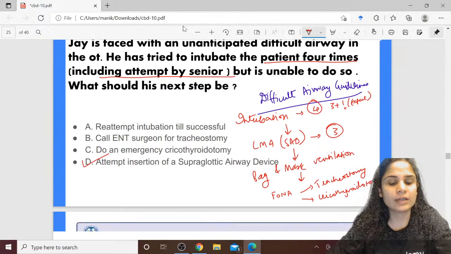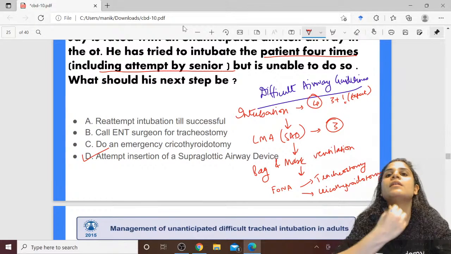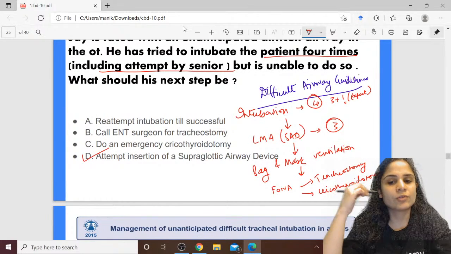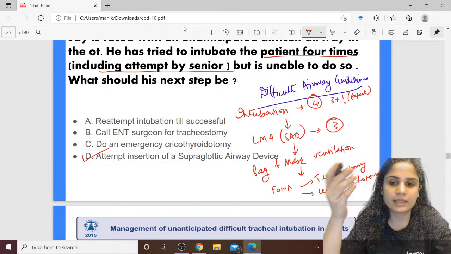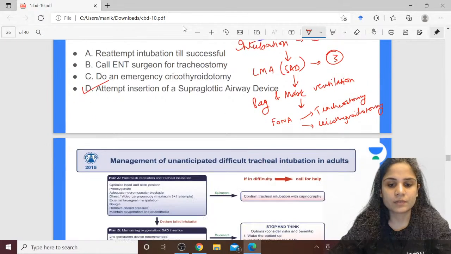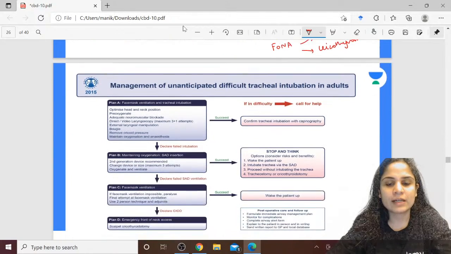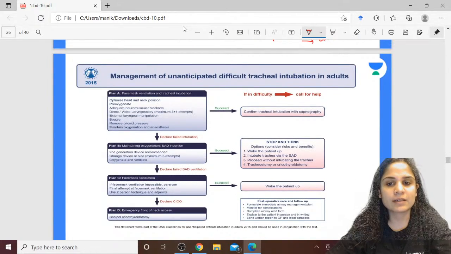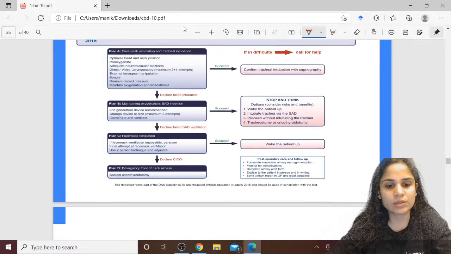You don't need a scalpel for it. You just need a 14 gauge IV cannula. If you don't have a 14 gauge IV cannula, use a 16 gauge IV cannula, whichever is the thickest, broadest IV cannula. All right. So, these are the difficult airway guidelines for management of unanticipated difficult intubation. This is exactly what I already told you.